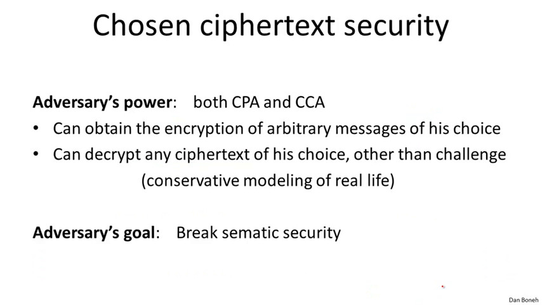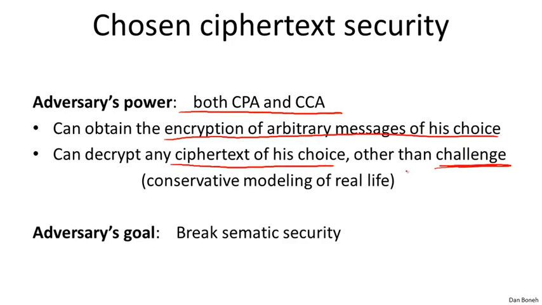To address this type of threat, we're going to define a very general notion of security called chosen ciphertext security. Here we're going to give the adversary a lot of power. He can do both a chosen plaintext attack and a chosen ciphertext attack. In other words, he can obtain the encryption of arbitrary messages of his choice, and he can decrypt any ciphertext of his choice other than some challenge ciphertext. As I showed you before, this is actually a fairly conservative modeling of real life.